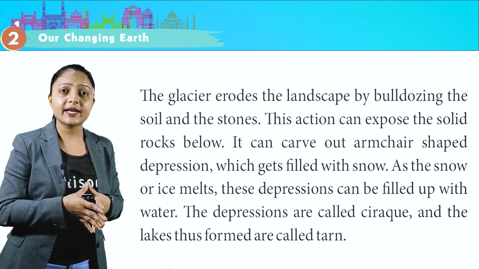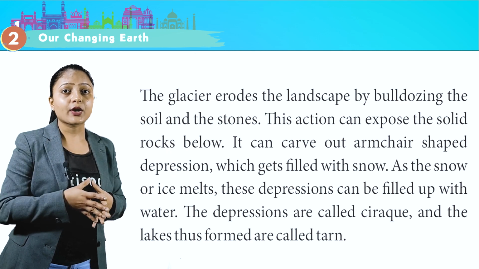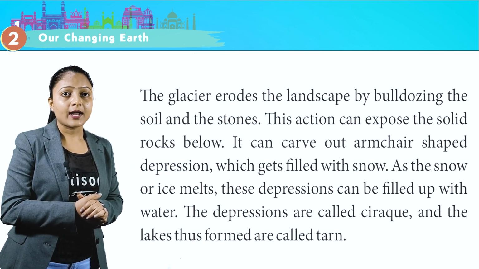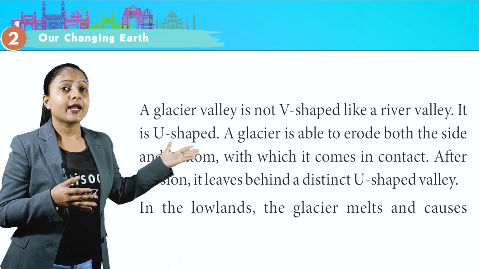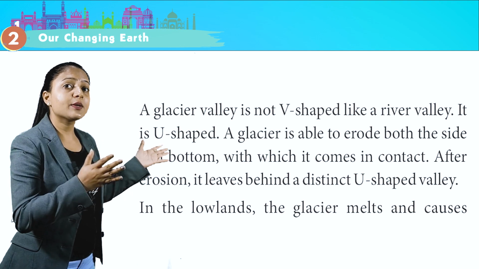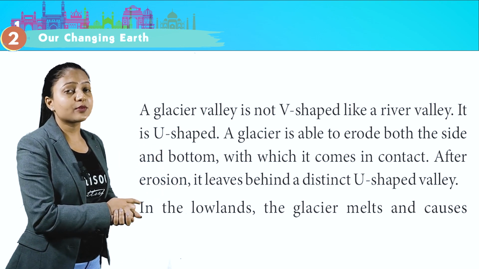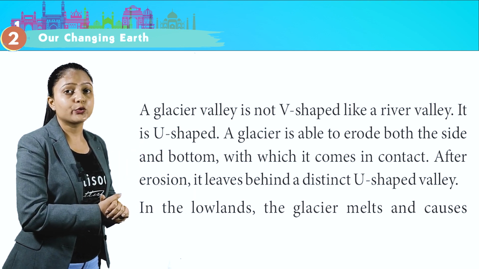As the snow or ice melts, these depressions can be filled with water. The depressions are called serac and the lakes thus formed are called tarn. A glacier valley is not V-shaped like a river valley. It is U-shaped. A glacier is able to erode both the side and the bottom, with which it comes in contact. After erosion, it leaves behind a distinct U-shaped valley.